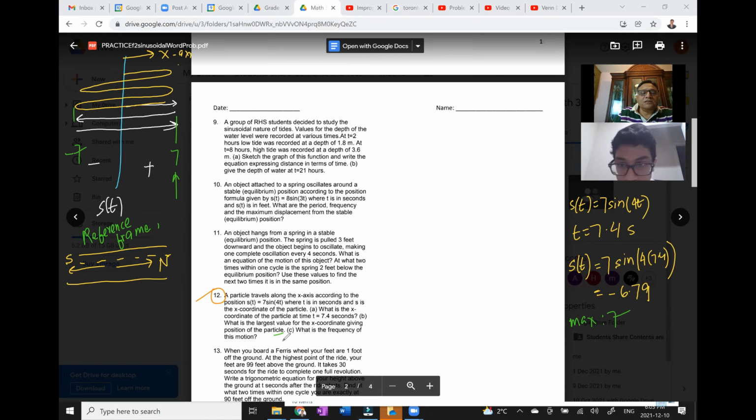Okay, what is the frequency? What is the frequency of this oscillating movement? The frequency will be given to us from the equation itself. We know K is equal to 4, correct? And time period T is 2 pi by 4, correct?